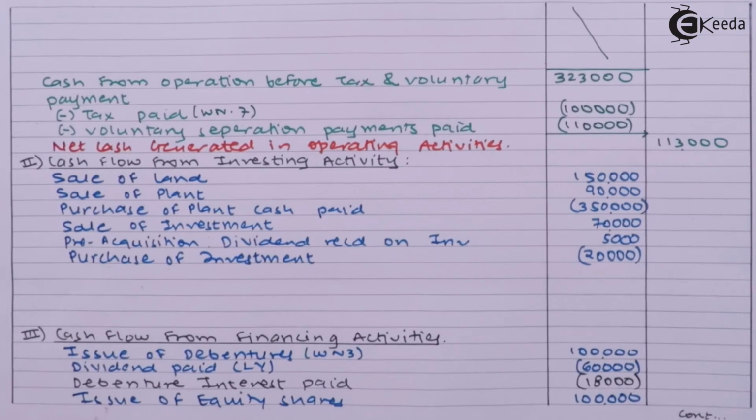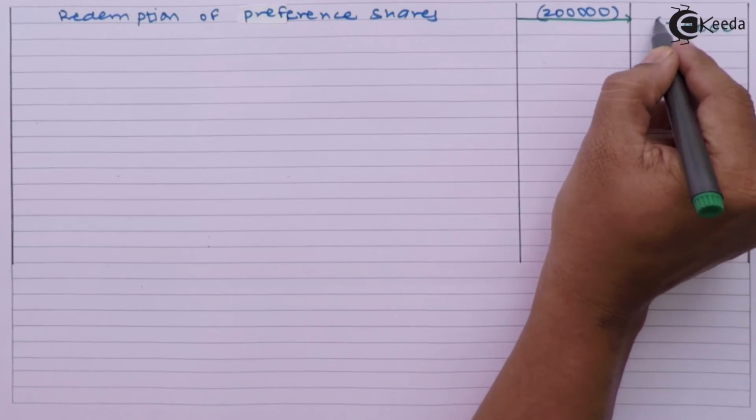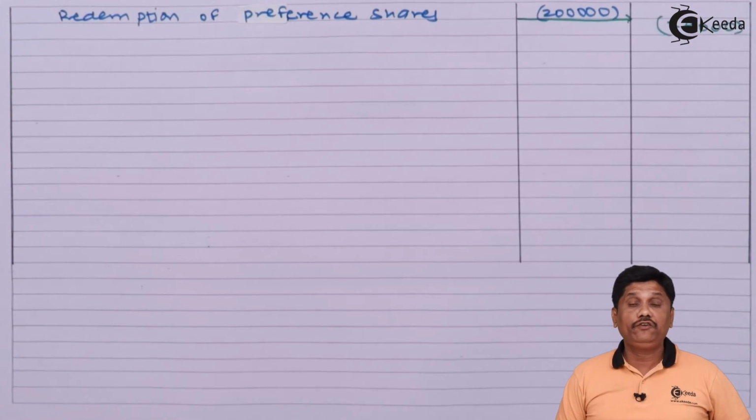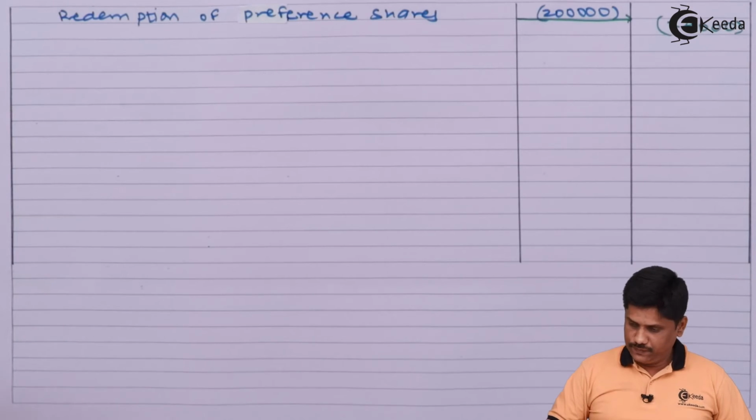Next, we have to close cash flow from investing activity. Financing activity, last activity we have to consider. Financing activity, we got negative figure 78,000, means it is net cash used in financing activity.